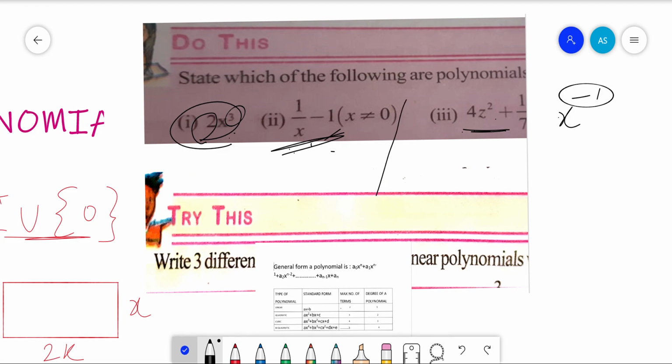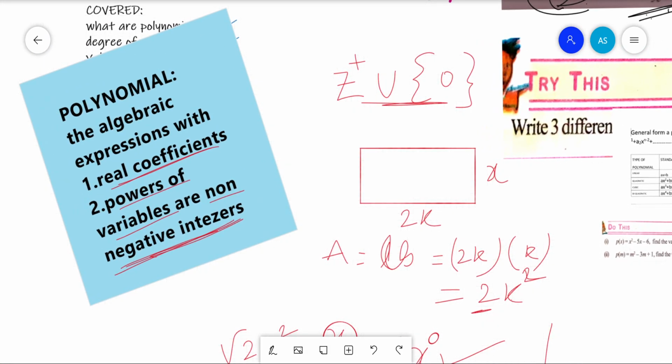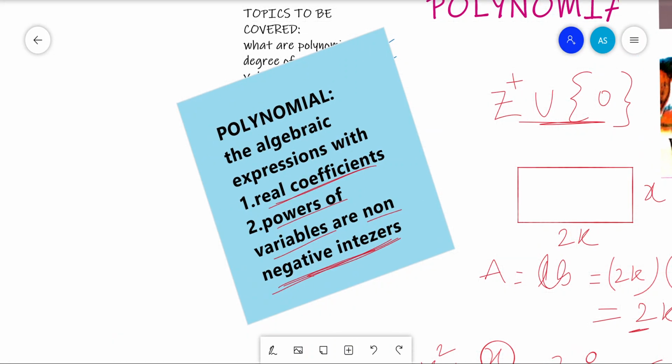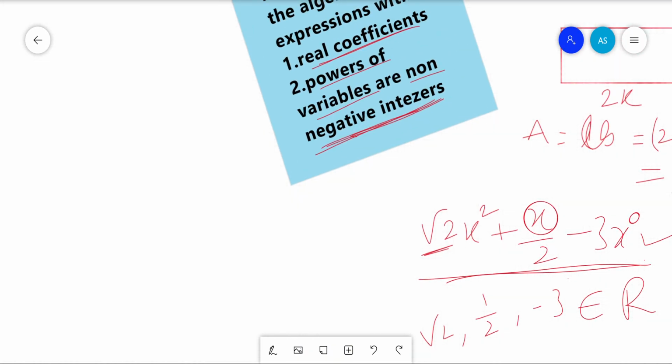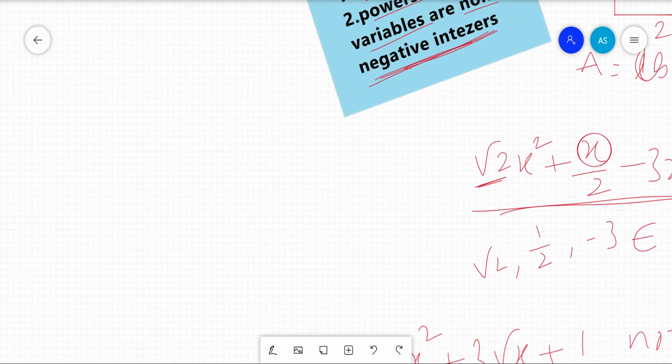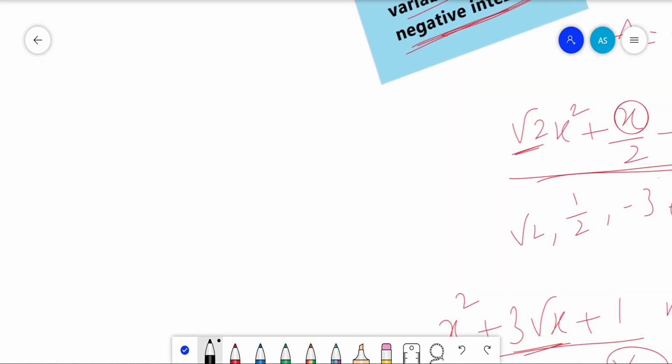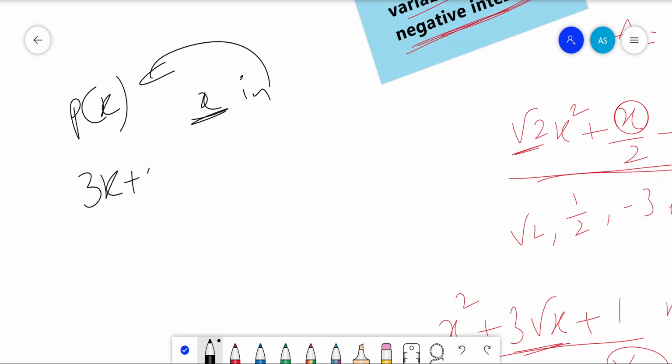Next. Coming to the degree of the polynomial. What is the degree of the polynomial? If p of x is a polynomial, then the highest power of x in p of x is called the degree of the polynomial. Suppose 3x plus 5, what is the degree? In the first term the power is 1, in the second term x to the power 0, this is 0. So the highest degree is 1. The degree of 3x plus 5 is 1.